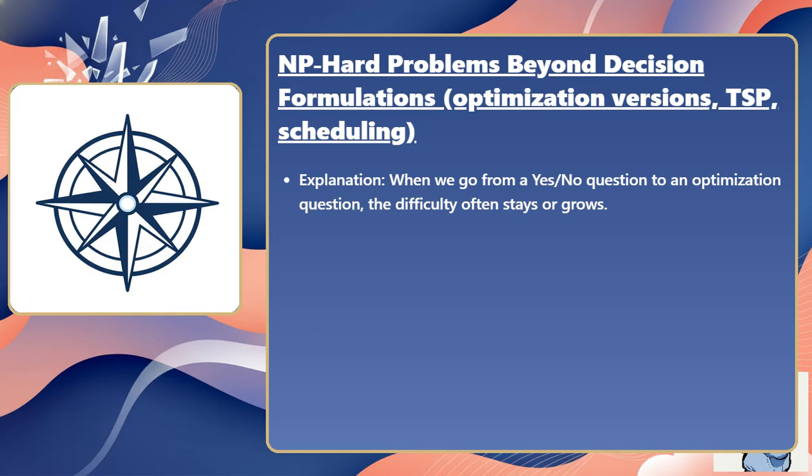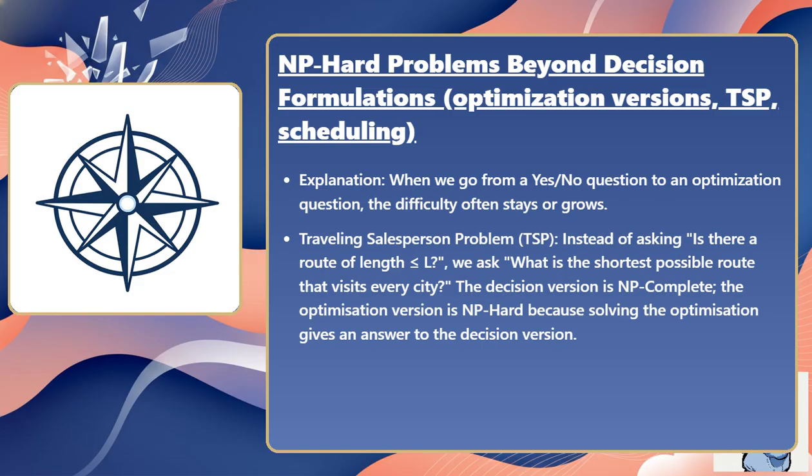Explanation: when we go from a yes/no question to an optimization question, the difficulty often stays or grows. Traveling salesperson problem, TSP: instead of asking, is there a route of length less than or equal to L, we ask what is the shortest possible route that visits every city. The decision version is NP complete. The optimization version is NP hard, because solving the optimization gives an answer to the decision version.